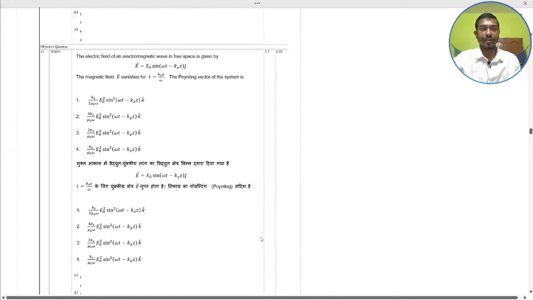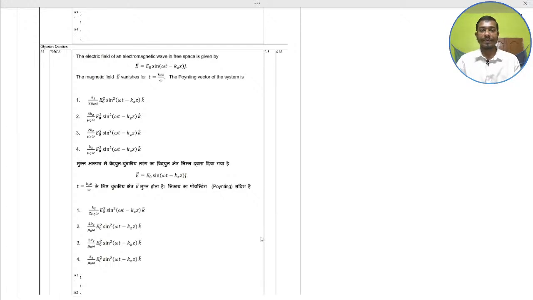Boundary value problem, this is coming. The electric field of an electromagnetic wave in free space is given by this one. You have to find the Poynting vector. This is coming from the electromagnetic wave topic, electromagnetic theory. First you should find the B. Next, the Poynting vector. That the curl E equals minus del B by del T.